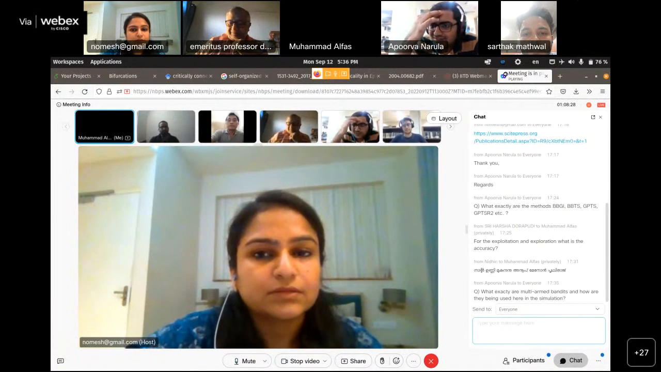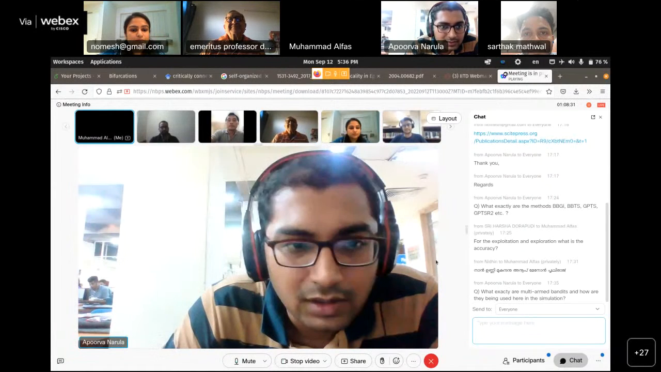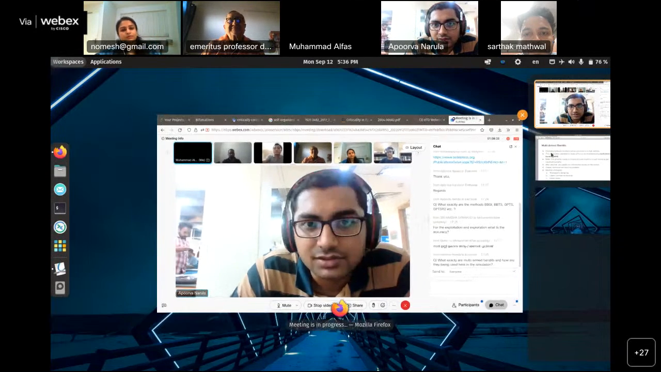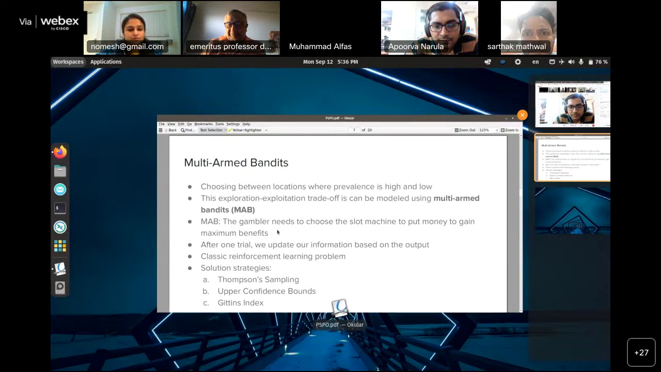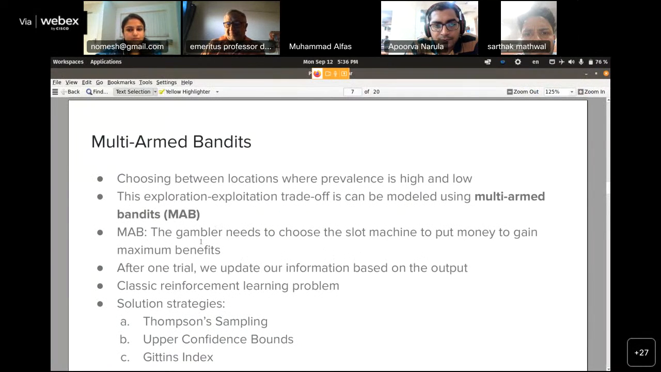So I just wanted to ask, I want to understand more about multi-armed bandits and how they are being used here in the simulation. So in multi-armed bandits, the idea is that there is a gambler and there are k slot machines. Let's say the slot machines are binary: they either give an amount greater than the money you put in, or they give nothing. You don't know the probability of getting the bigger sum of money.